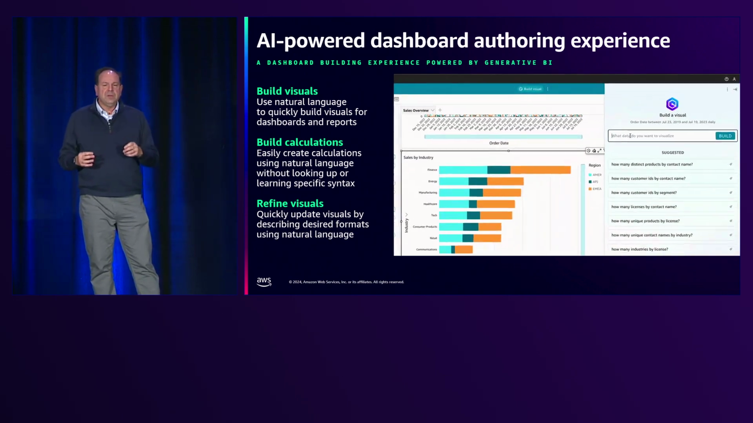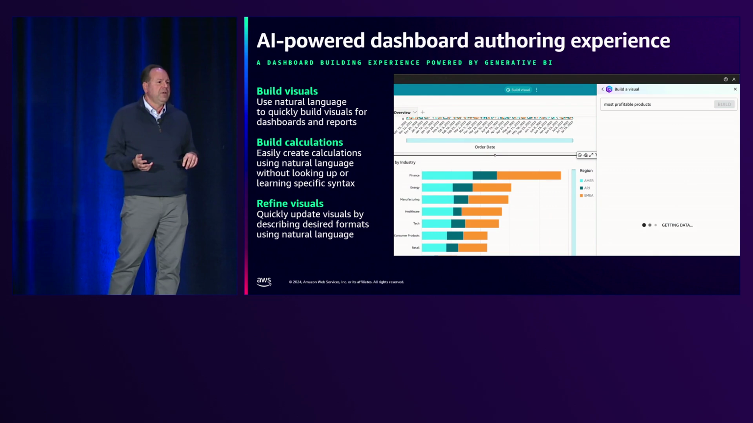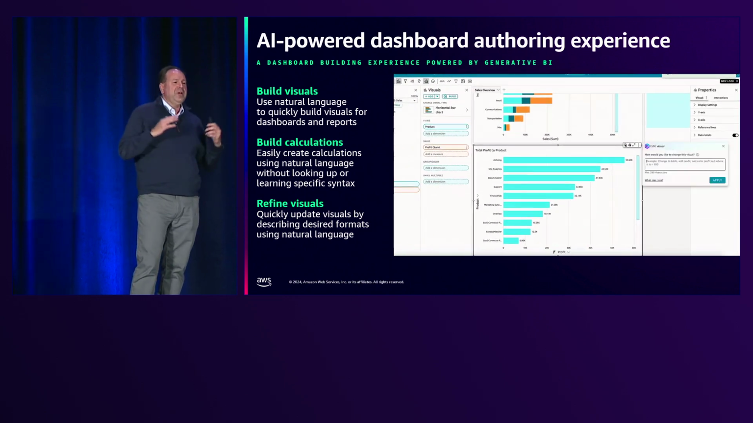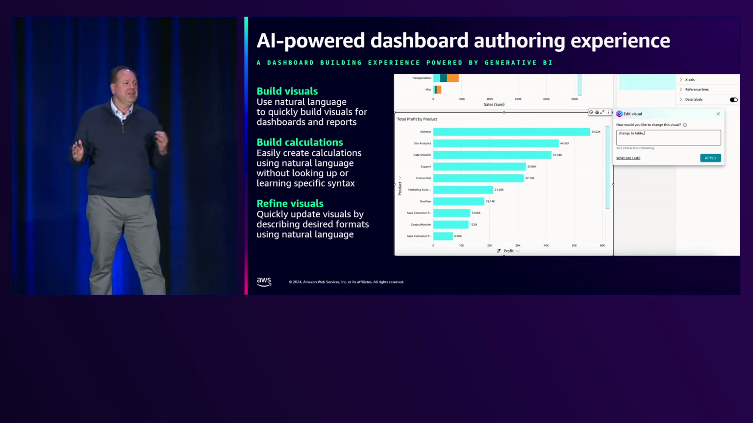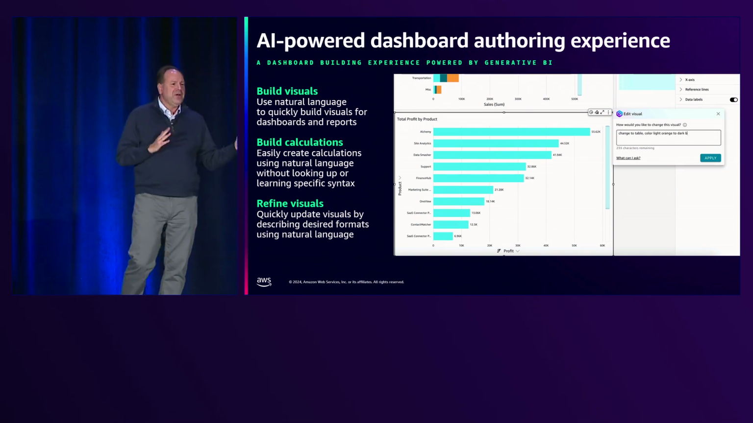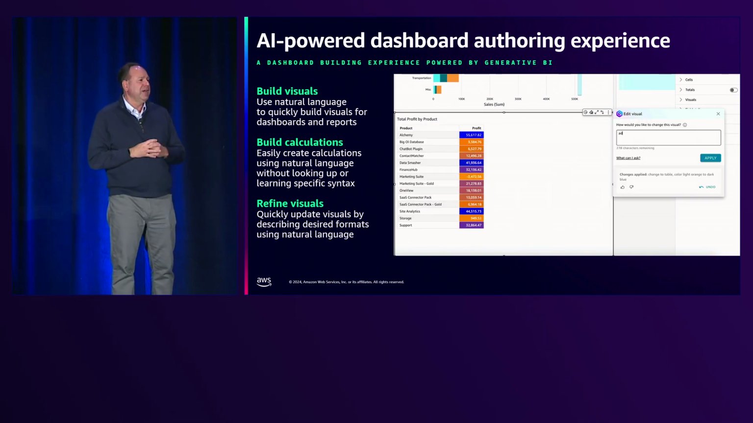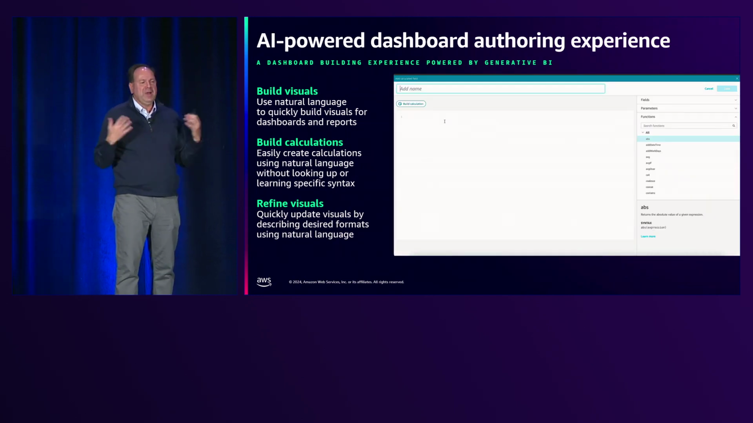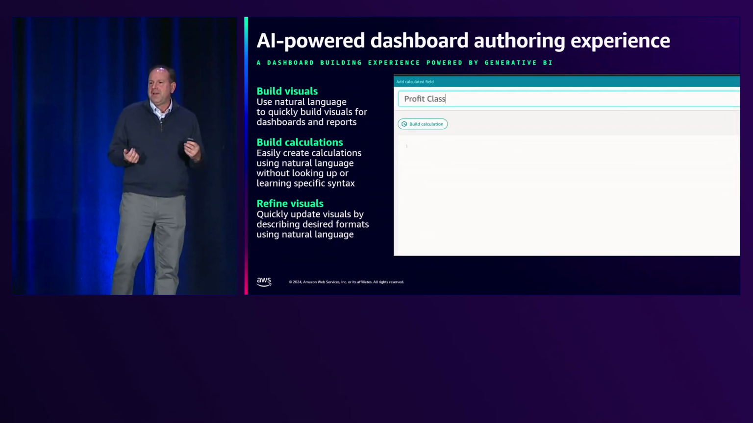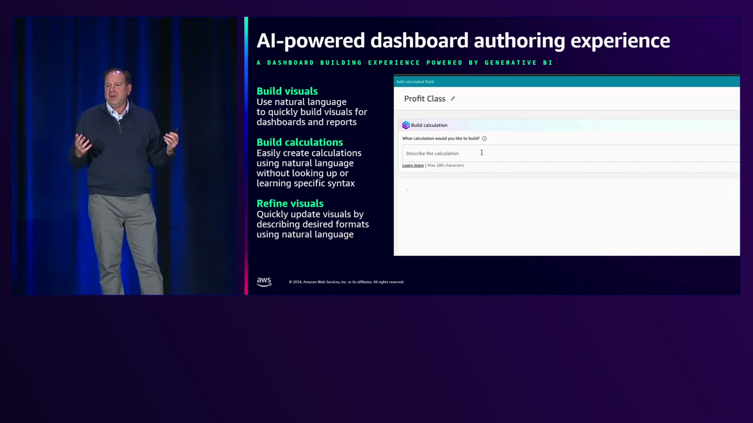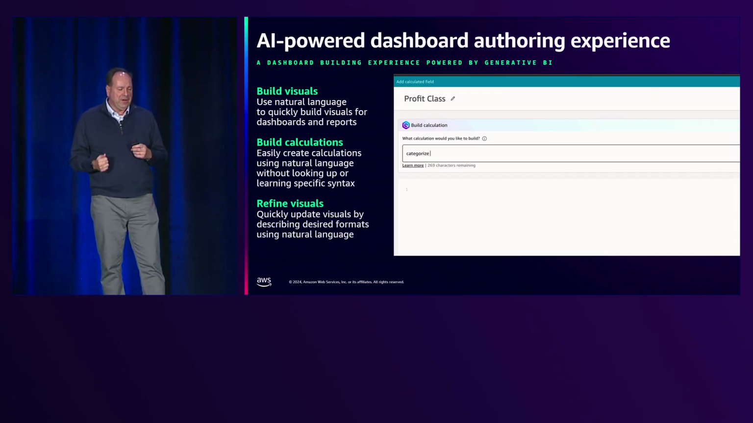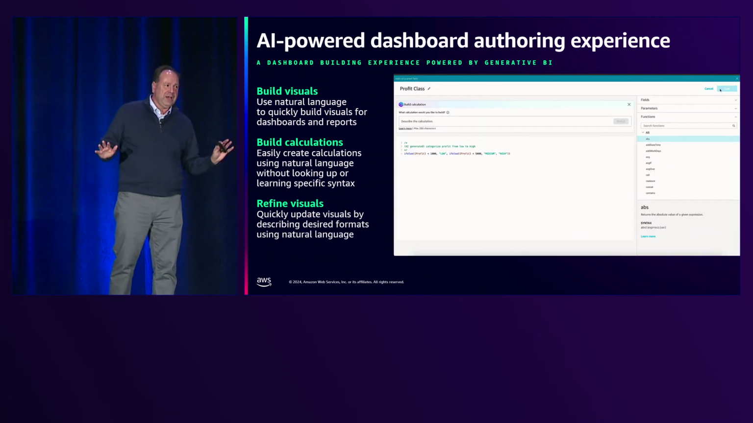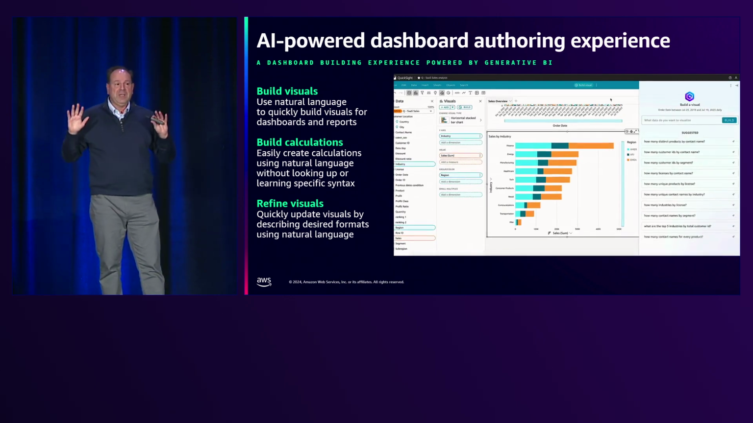You can also build calculations using natural language. I don't know if all of you love where putting all the parentheses go in a calculation, or what order the arguments go. Those are very common things that you have to do over and over again. But with natural language, you can just specify the calculation that you need, and then QuickSight will give you a best attempt at actually writing the calculation for you. I can tell you personally, I spend a lot of time building calculations. This saves me a ton of time.